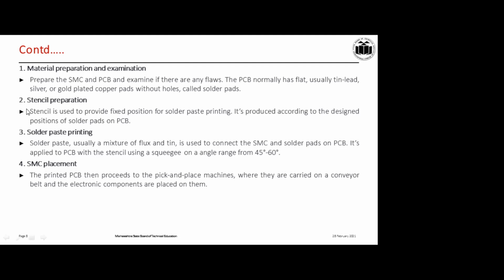Then second is the stencil preparation. This stencil preparation is used to provide the fixed position for the solder paste printing. Then the third step is the solder paste printing. This solder paste is actually a mixture of flux and tin which is used to connect the SMC component on the PCB.